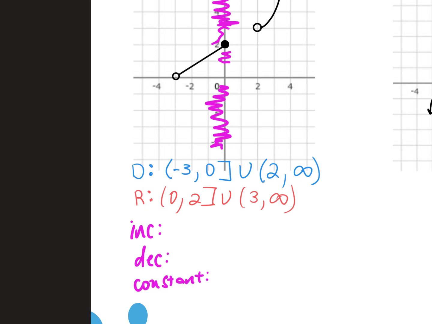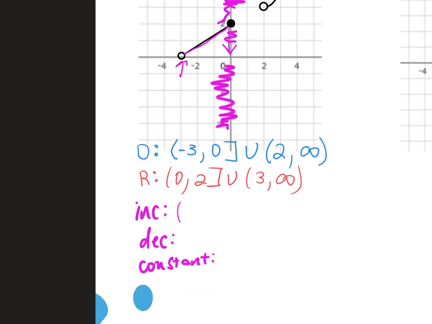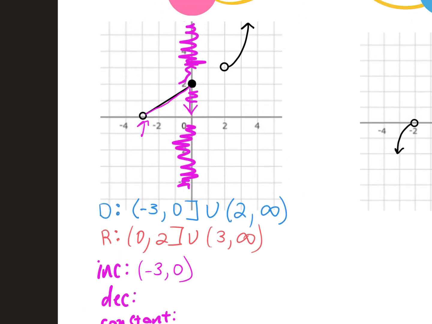All right, we read left to right. Increase means your graph is going up. Decrease means your graph is going down. Constant means it's staying the same. So starting right here on the x-axis, what is your graph doing? If you put your pencil right here and you move like this, what's it doing? It's going up. It's increasing. So on the x-axis, from where to where is your graph increasing? From -3 to what? To 0. Good. Parentheses only.